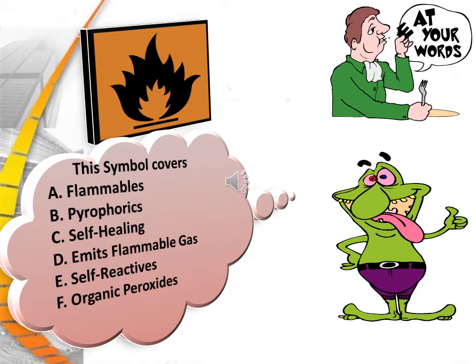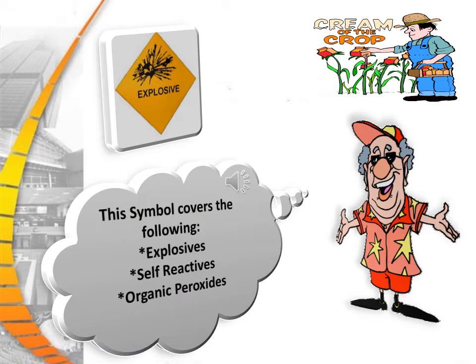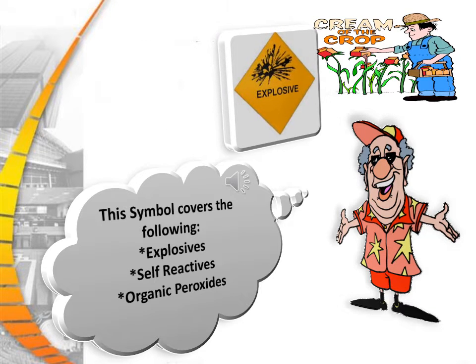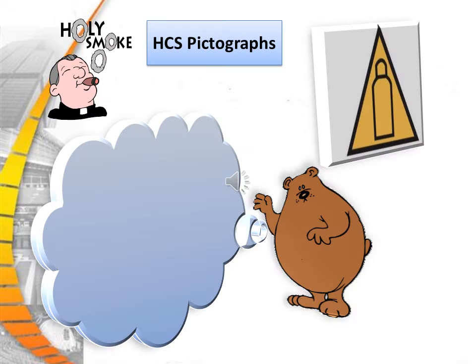Okay, here we can see our first pictograph, which covers flammables, pyrophorics, self-heating, flammable gases, self-reactives, and organic peroxides. Here we can see the symbol for explosives, self-reactives, and organic peroxides. Here is the symbol for gases under pressure.